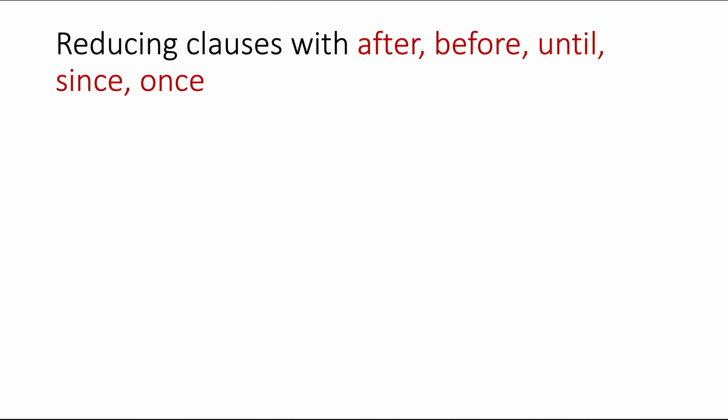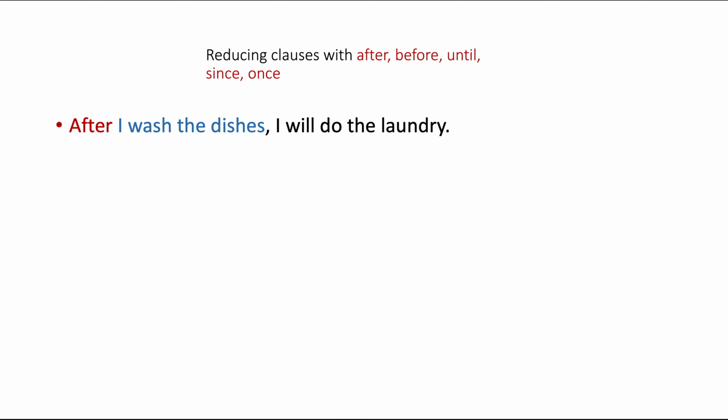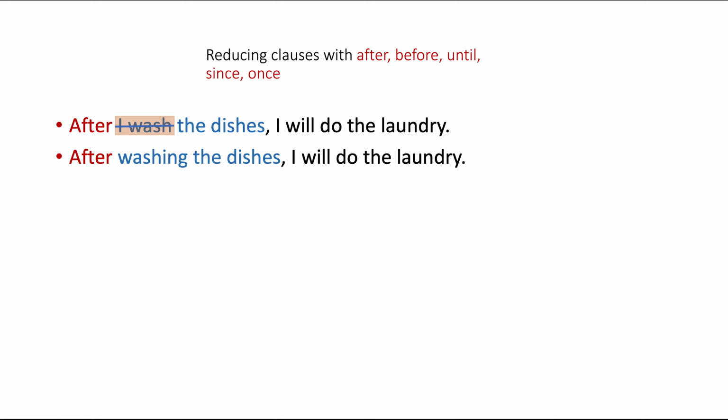The second group of subordinate conjunctions also refer to time, but these are a little bit different because they do not refer to a process necessarily. They just refer to a point of time. I'm going to start with after. "After I wash the dishes, I will do the laundry." Here, the verb is in active form, so we're going to use present participle again, and we're going to get rid of the subject as well. And we can keep after in the sentence. "After washing the dishes, I will do the laundry."